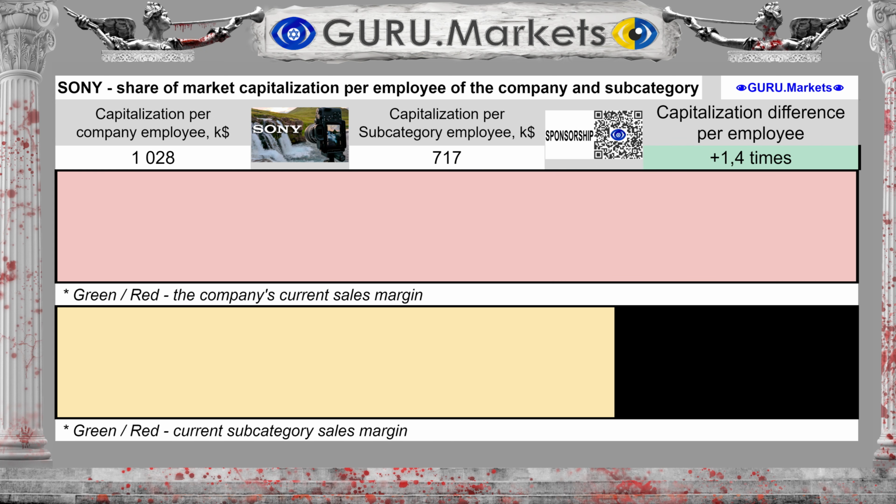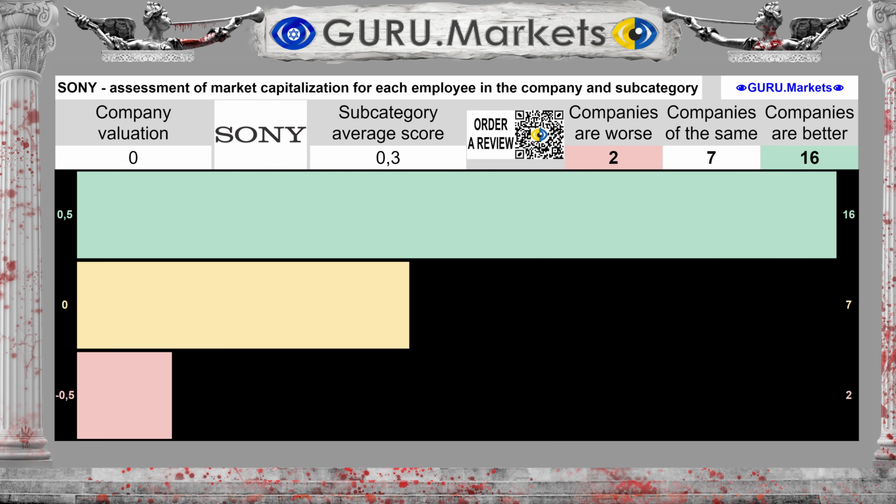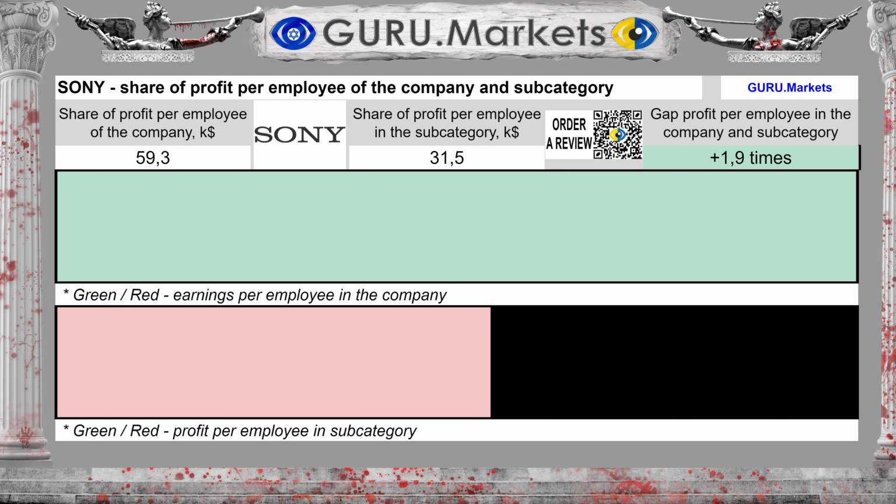The amount of market capital per company employee is $1,028,000, whereas in the subcategory it is $717,000. The difference between the subcategory average and the company's performance is 43.4%. Estimation of the amount of market capital of the company per employee in comparison with indicators in the subcategory: Tolerable, 0 points.